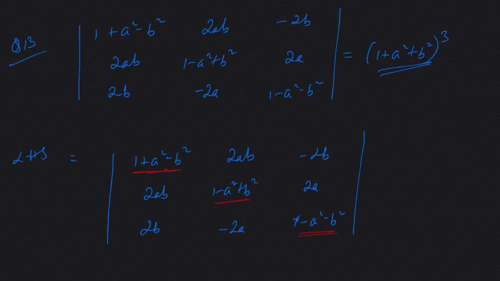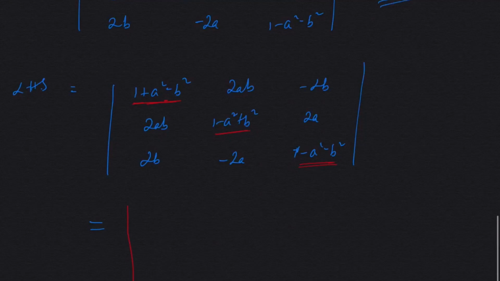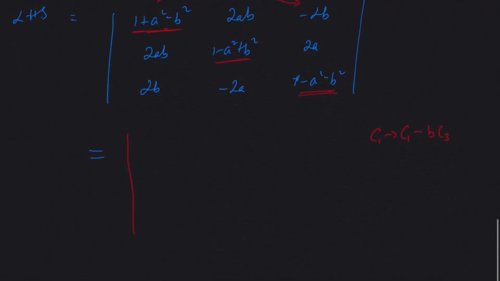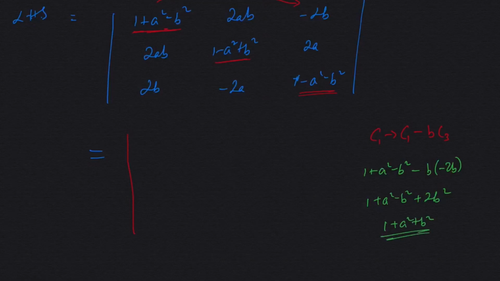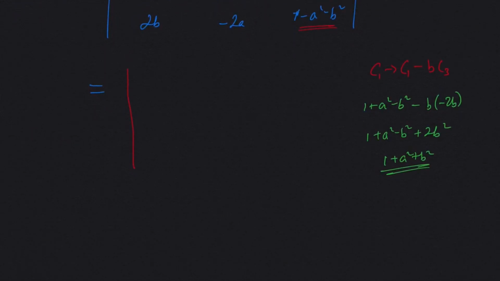So what I can do here is I can apply column 1. If I apply column 1 minus b times of column 3, in that case I'll just do the solution part also here. In that case I'll have 1 plus a square minus b square minus b into minus 2b, that will be 1 plus a square minus b square plus 2b square, that is 1 plus a square plus b square. So similarly I'll just do the rough here.